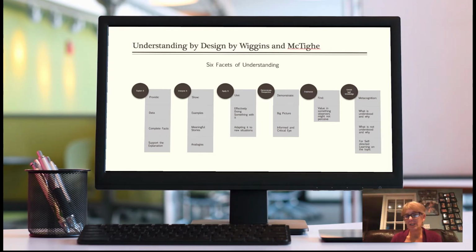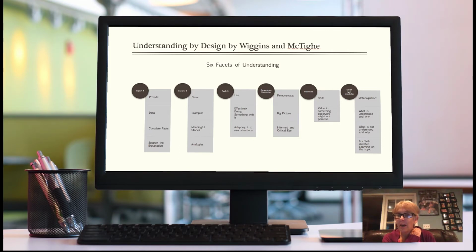And then being able to demonstrate perspective and proficiency. Students need to be able to demonstrate that they have a solid understanding of being able to see the big picture with the information, and that they can look at the information from a variety of perspectives and evaluate the information based on context and provide an informed and critical eye when they're looking at it.